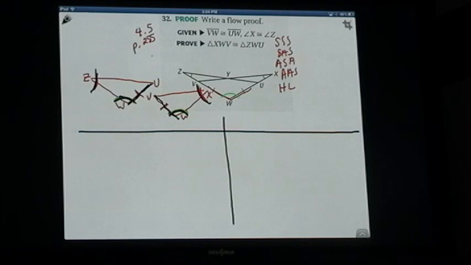And then which of these did we use? At one, hypotenuse leg, we don't have a right angle. We don't have three sides. We do have two angles and a side, but is it in that order? Or which order is it in?